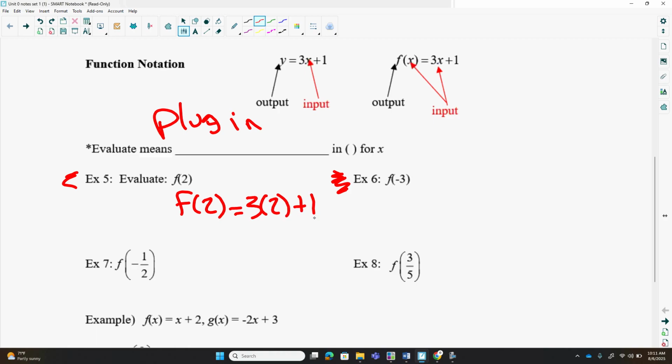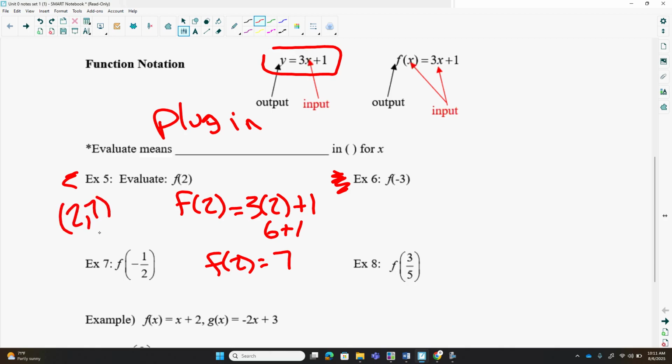Now you will show your work. So 3 times 2 is 6 plus 1 is 7. So we're going to get f of 2 is equal to 7. Now, I want you to understand that this was a line that we started with, right? We have a slope and we have a y-intercept, and we can graph it, and we can find the location of that point. When we plug in x, which is 2, we get y is 7. So (2, 7) happens to be the input-output. It happens to be a point on the graph. Okay?